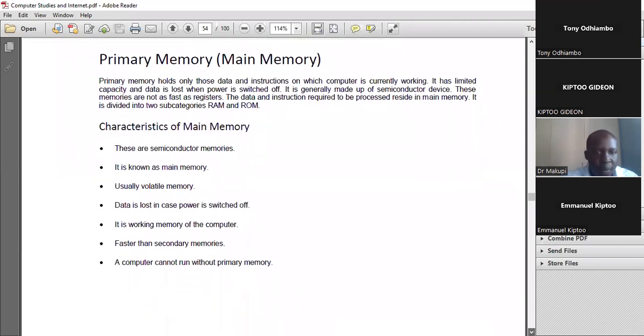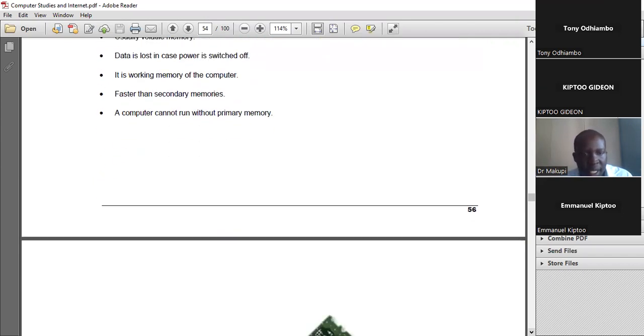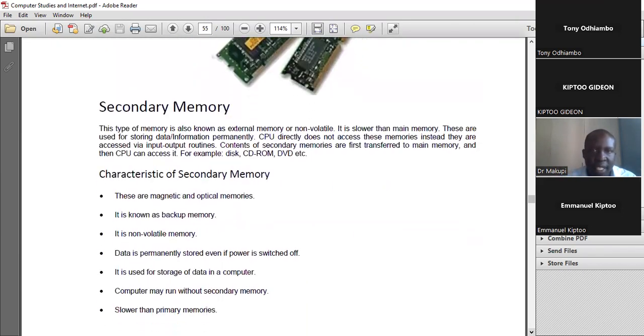So still, again, they are made up of semiconductor materials. They are usually volatile memories. You know what we mean by volatile. The volatility aspect comes in from the sense that when power goes off, it loses its content. So you have understood that cache memory is volatile, primary memory is also volatile. So you will read the other characteristics.